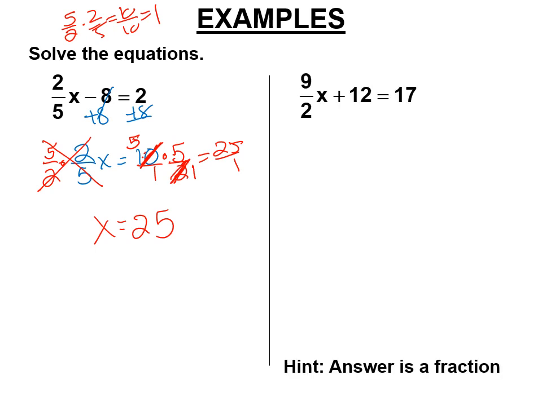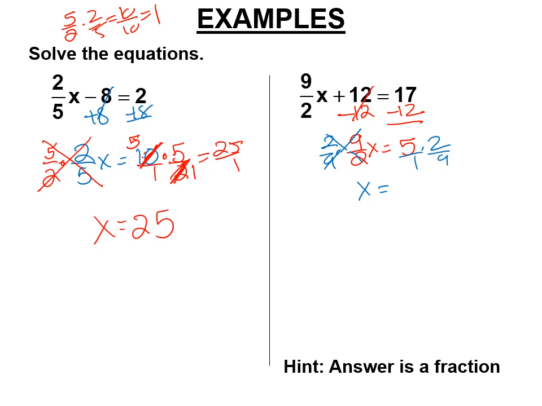All right, remember, we're going to get rid of that fraction. That does not mean there won't be a fraction in the answer, so I wanted to do one of those. That's 9/2 x. 17 minus 12 is 5. We multiply both sides by the reciprocal of 9/2, which is 2/9. 2's cancel, 9's cancel, x. So we get 2/9 over here.